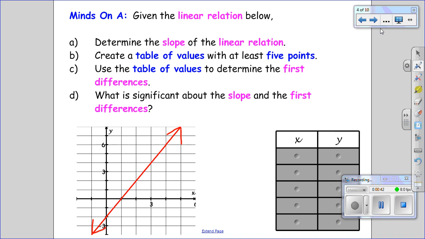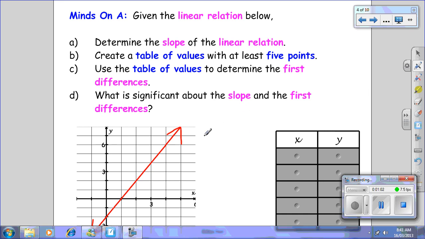If we look at the linear relation in the graph below, we need to find its slope, and we need to then create a table of values with at least 5 points from the line. And then we need to use the table of values to determine the first differences and figure out the significance or the relationship between the slope and the first differences.